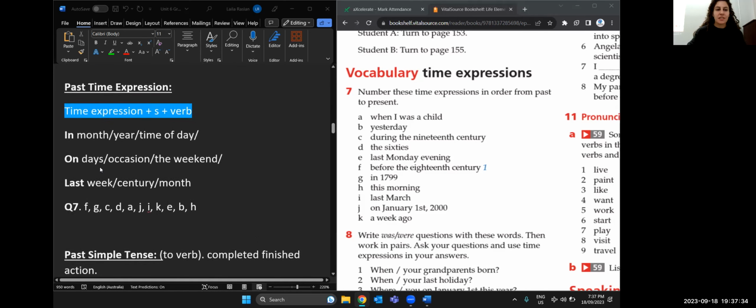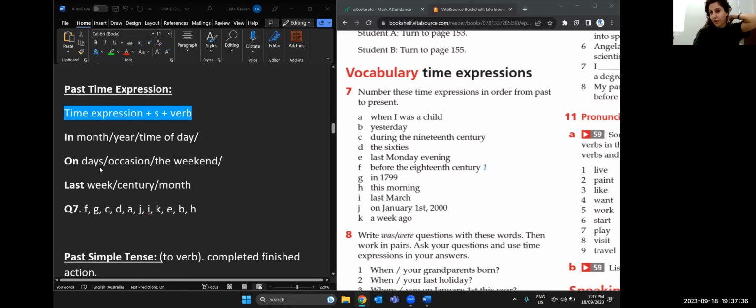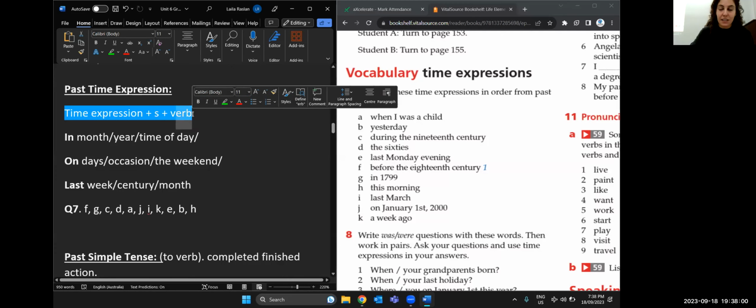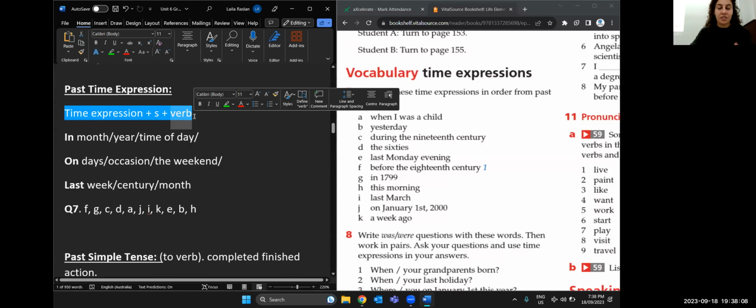So time expressions are words or phrases that are used before the subject and the verb. You remember, when we start a sentence, we have a subject and then we have a verb, and we've been using the verb to be. So, subject and a verb. That's what we just learned before. For example, I was born in Australia.